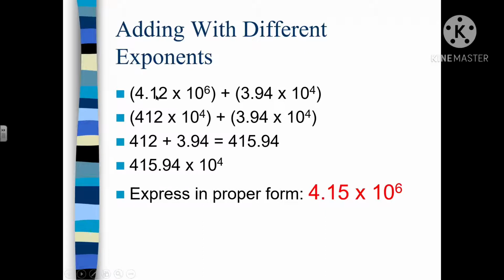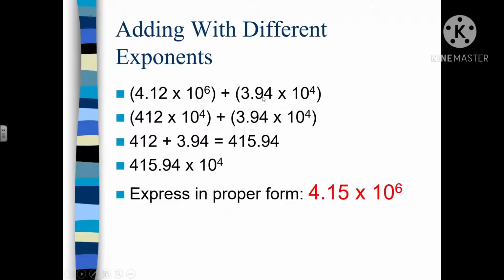Because if it goes to the right, then the 6 will be subtracted by 2 moves. Therefore, 6 minus 2 is equal to 4. That is why when you move from here, 1, 2, that will be 412 times 10 to the 4th. And this one, you will just copy because you didn't change it or express it in another exponential notation. So now, as you can see, they have the same exponent.